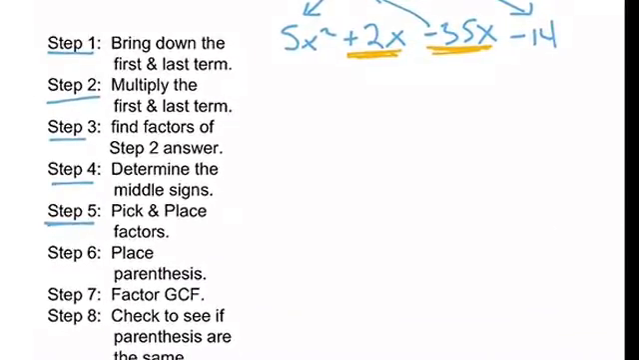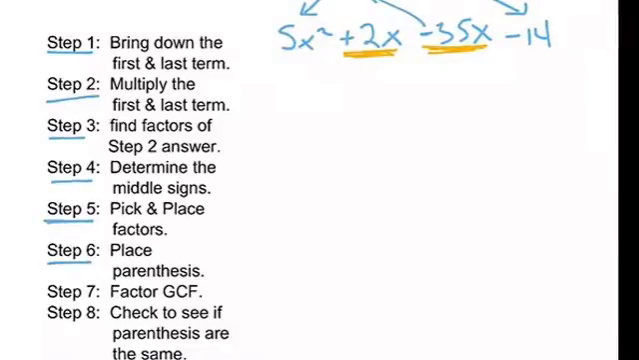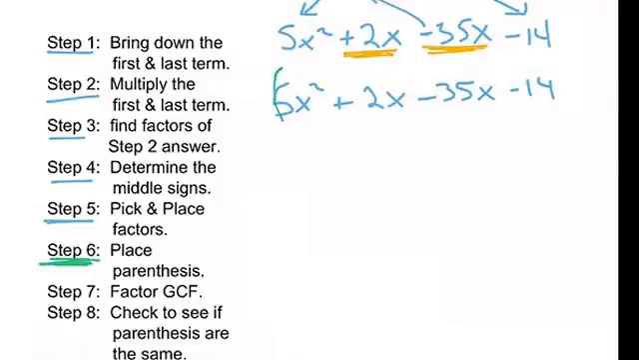Okay, now step 6, I need to place parentheses. So I'm going to go ahead and rewrite this without all the yellow. 5x squared plus 2x minus 35x minus 14. I'm going to underline 6 in green, and I'm going to place my parentheses around the first two terms and the last two terms. Now notice I have no signs, no numbers, no nothing in between these two parentheses. So you always want to include the sign here inside the parentheses, okay?